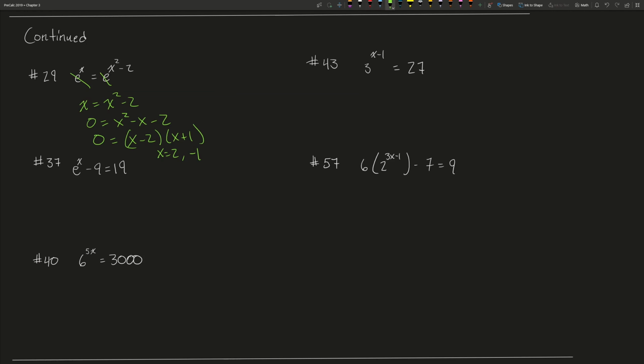Number 37, e to the power of x minus 9 is equal to 19. The first thing we have to do is add over this 9, because it has nothing to do with the base of e. So when we do that, we get e to the power of x is equal to 28. And then in order to cancel out the base of e, we have to take the natural log of both sides. And when we do that, we get the natural log of e to the power of x is equal to the natural log of 28. The natural log and the base of e cancel, so you're just left with x. So x will equal the natural log of 28.